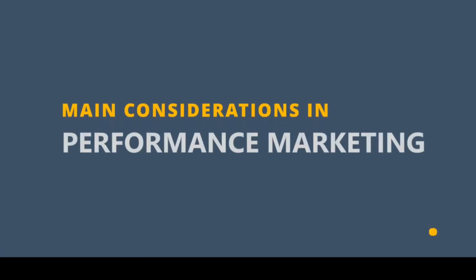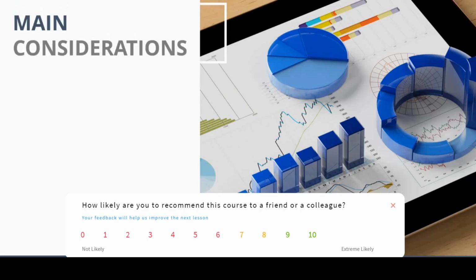Then the main considerations in performance marketing, which are part of what ensures that we can keep to those 4 core concepts, is firstly tracking. We need to make sure that tracking is in place. We'll be looking at that in more detail in lesson 2, so the next lesson.